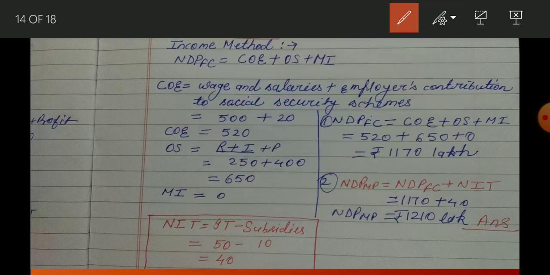So what we had done: first we found NDP FC by adding COE, OS, MIE. For calculating COE, we add its components, then we add the components of operating surplus. Here the value of NIT is not given, so for that we use this equation. NIT is equal to indirect tax minus subsidy, and when we are calculating NDP MP, we are moving from factor cost to market price. That's why we have to add NIT. In this way we are able to get the value of NDP MP.